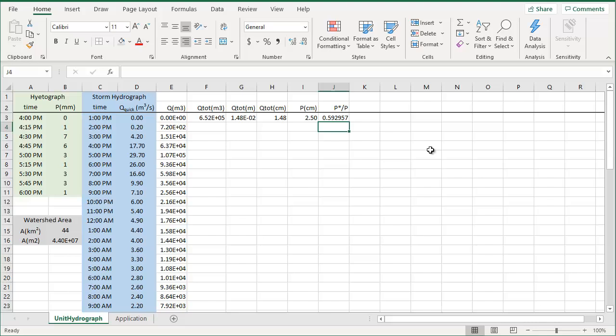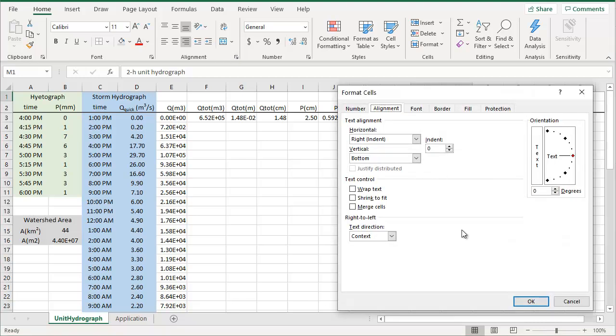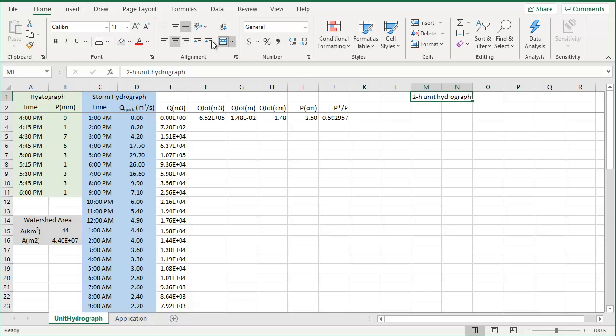Okay, we are almost done here now. In this particular example, I haven't actually set up the unit hydrograph. I want you to do that, so let's talk about how we would do that. So the unit hydrograph is going to be a 2-hour unit hydrograph. We want to merge cells and, yeah, there we go. Okay, it's a 2-hour unit hydrograph, and we're going to be plotting the time in hours versus the quick flow discharge in cubic meters per second for the unit hydrograph.